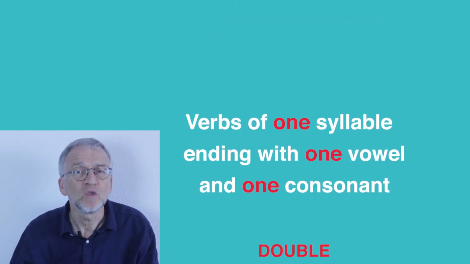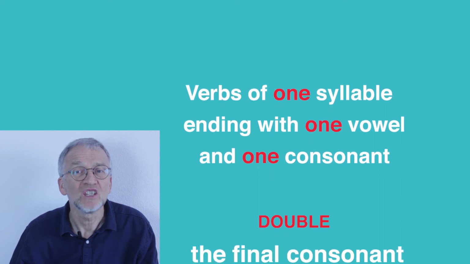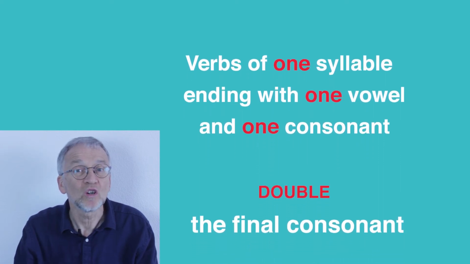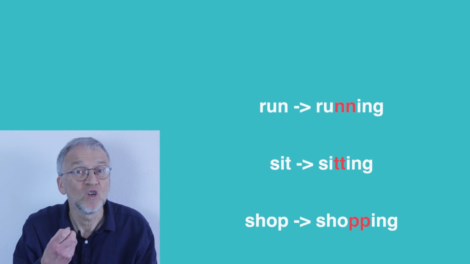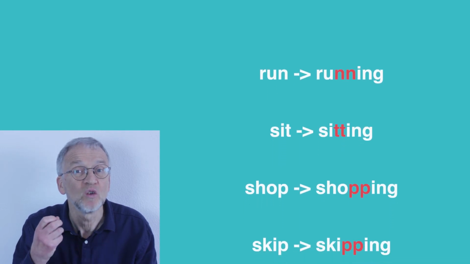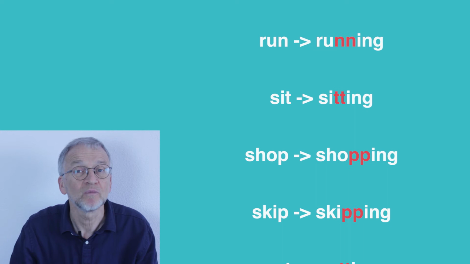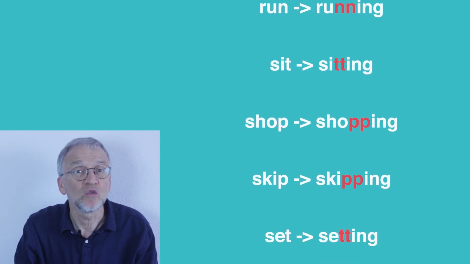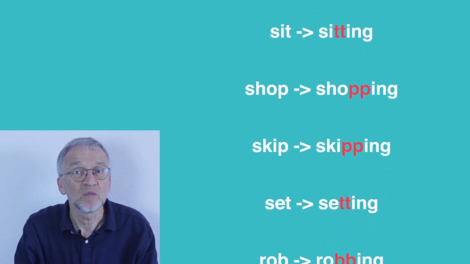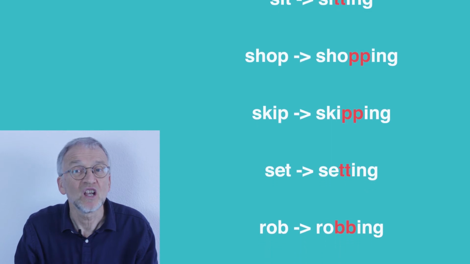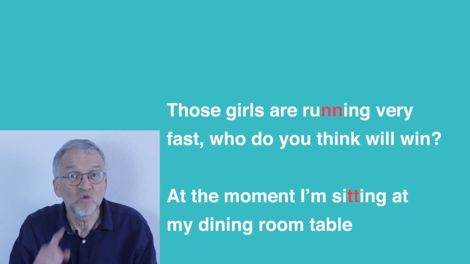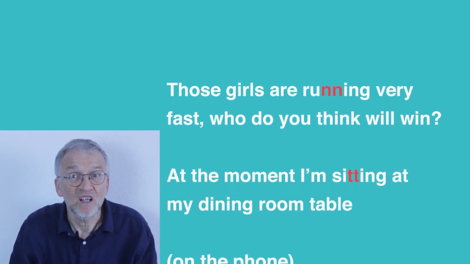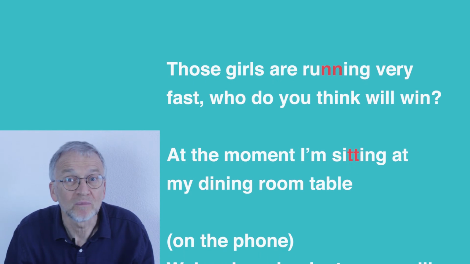Then, verbs with one syllable, ending with one vowel and one consonant, we double the final consonant. So run, for example, we say running, with double N, okay? Sit, sitting, shop, shopping, skip, skipping, set, setting, and rob, robbing, okay? So those girls are running very fast. Who do you think will win?